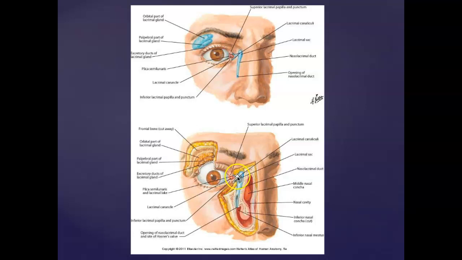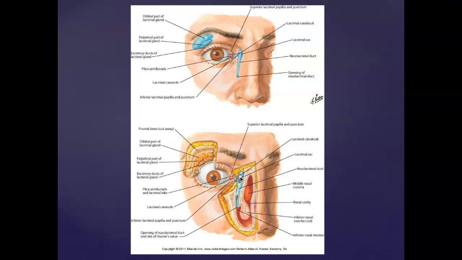You can see the canaliculi, these tiny little passageways that bring it from the eye now into the lacrimal sac. So we won't see the canaliculi today, but they're draining into the lacrimal sac, which is found within that depression of the lacrimal bone. Remember, we saw that little depression within the bone in a previous lecture.